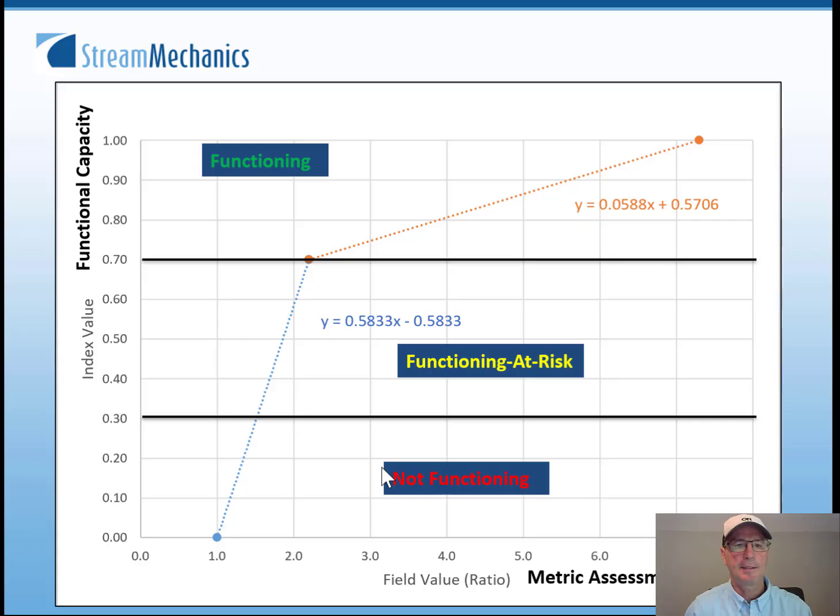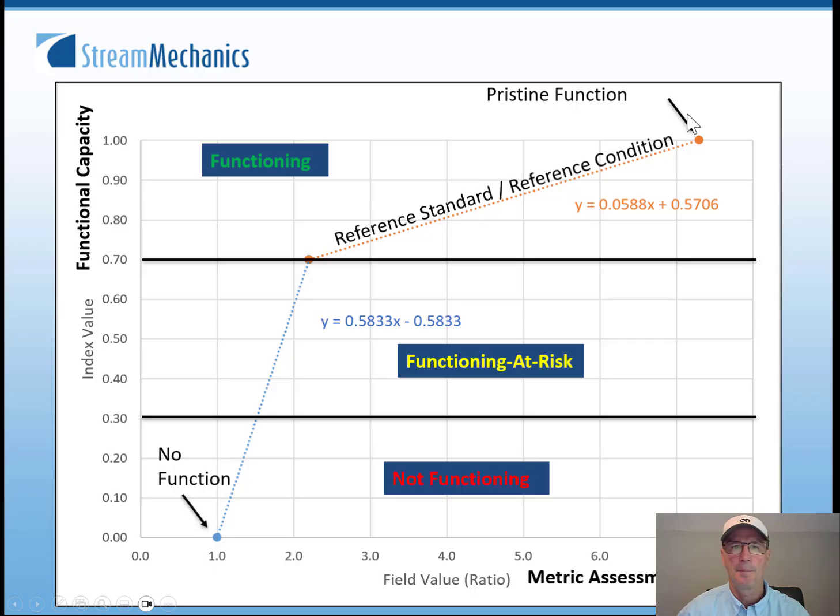And then the y-axis is your index value. This is always the same across every metric, ranging from 0 to 1.0. This is our functional capacity. You can see those categories are superimposed on here: the not functioning, the functioning at risk, the functioning, with thresholds between the categories at 0.3 and 0.7. And then we have 0 being no function and 1.0 being pristine function. And then that 0.7 to 1 being the reference standard or reference condition range.